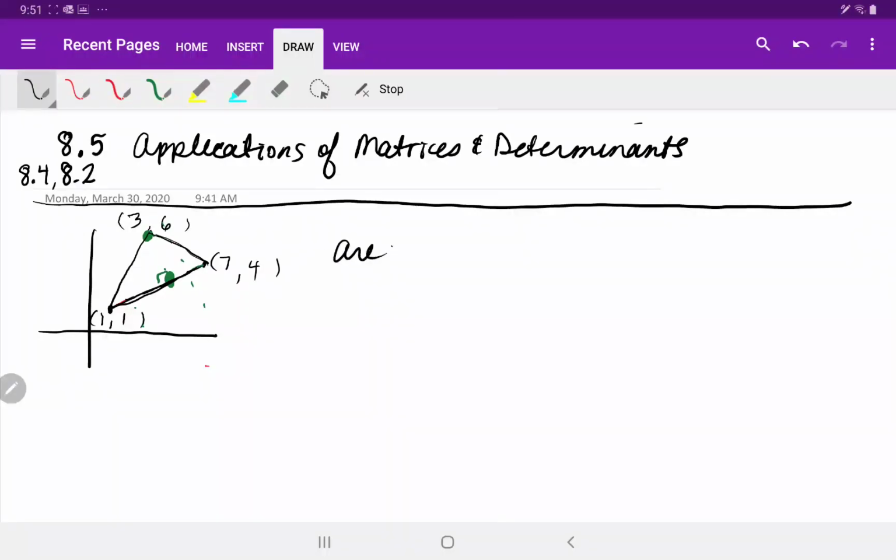Okay, area of a triangle equals this. Now, what did that mean? Did that mean a matrix or did that mean a determinant? Okay, so that's a determinant. And what you do is you write your coordinates, your x1, y1, and your x2, y2, and your x3, y3.